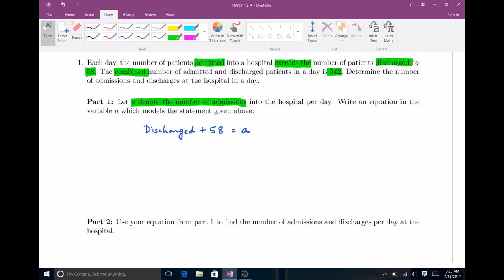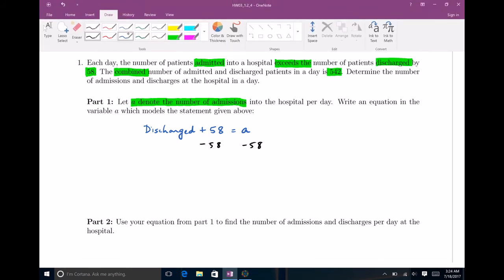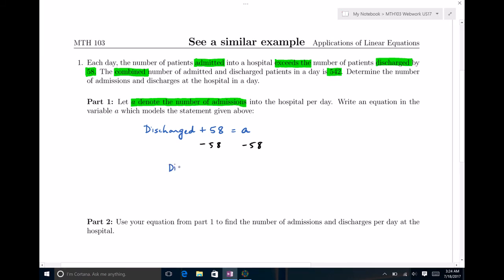In order to find out how many people were discharged, I'm going to subtract 58 from both sides of this equation, and that gives me that the number of people discharged is given by A minus 58.